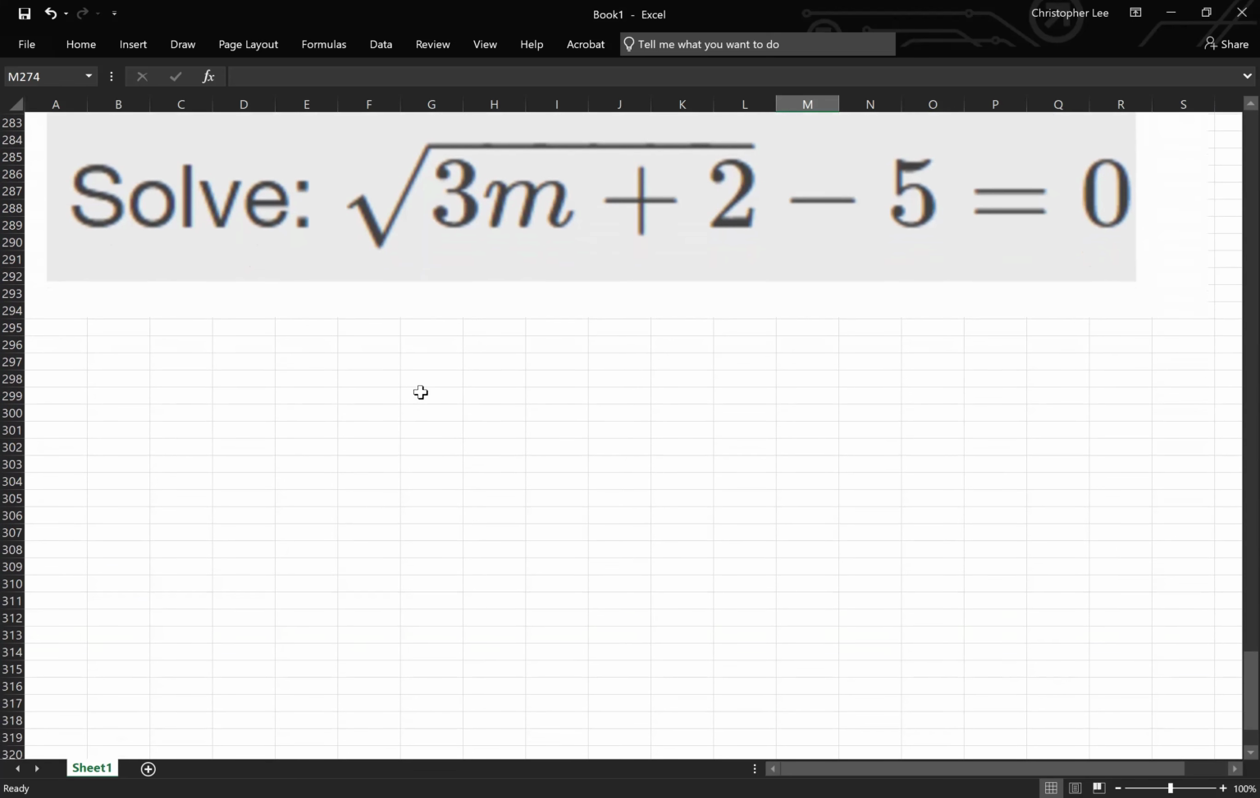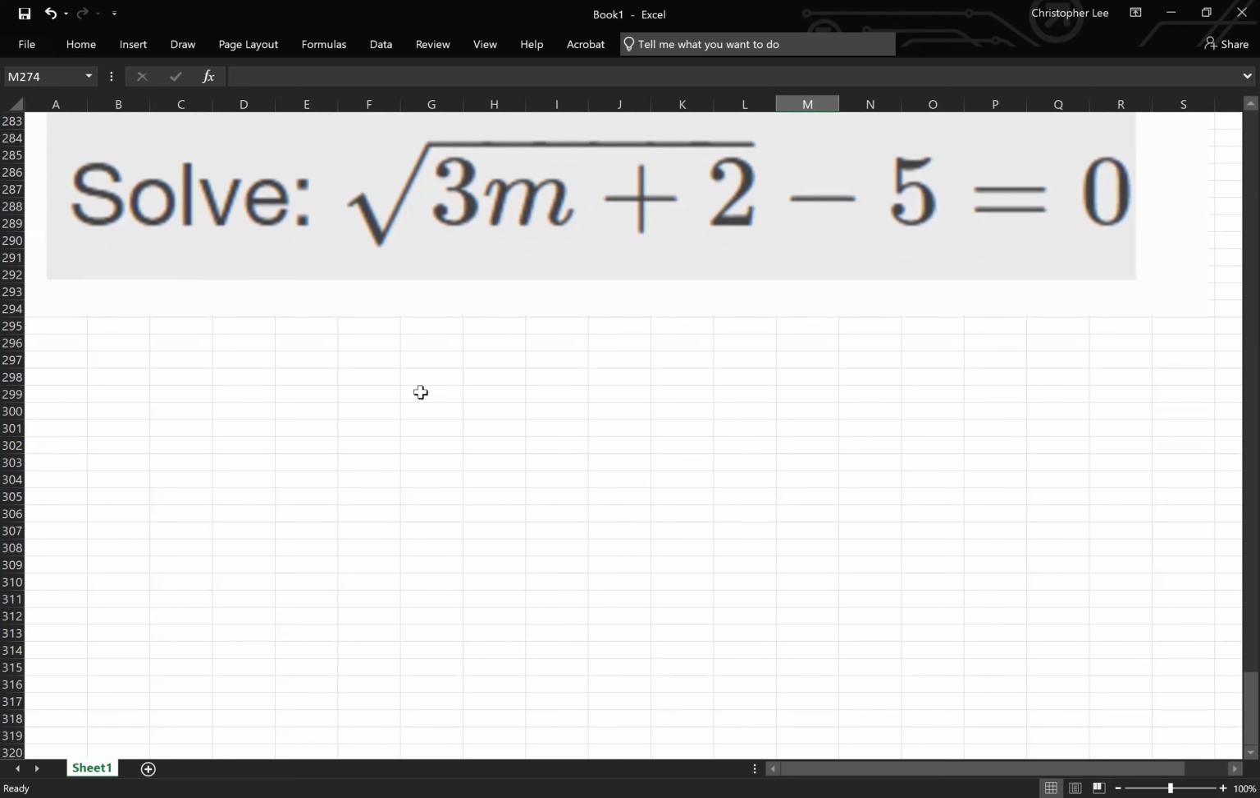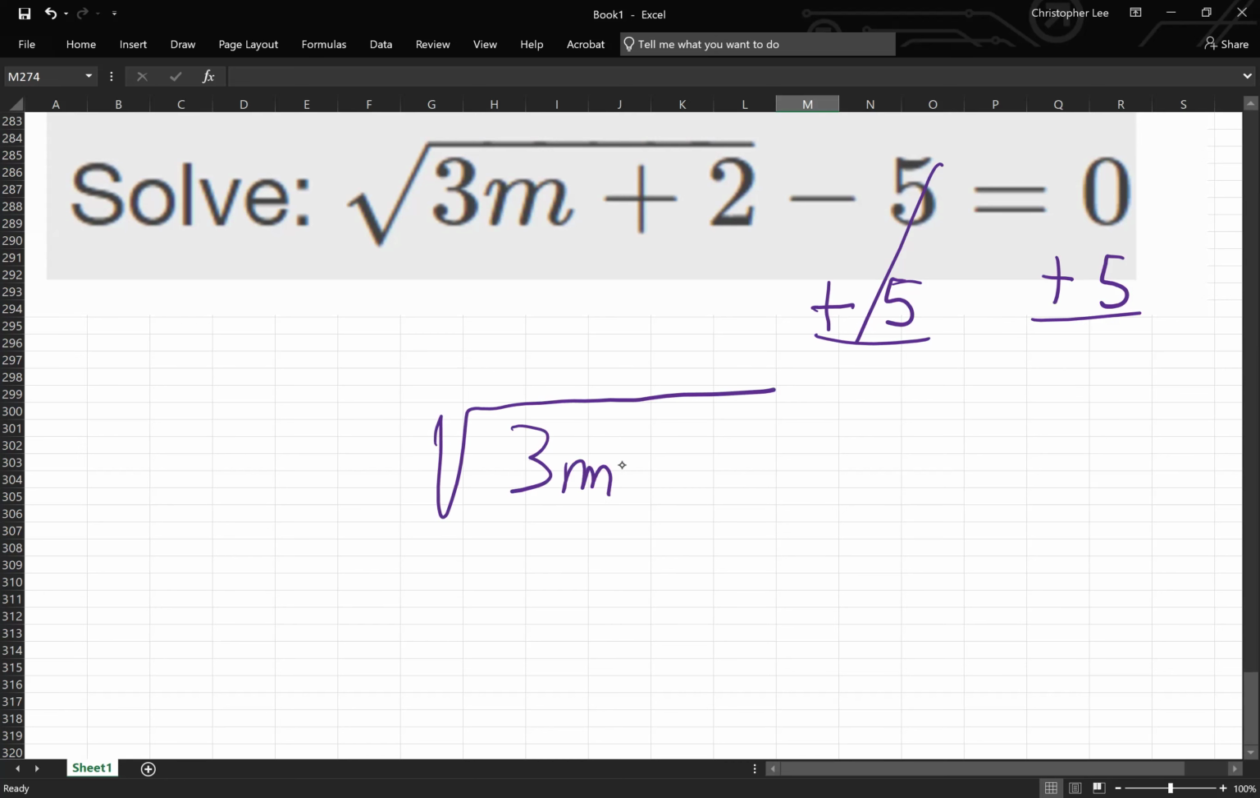Anyway, right? So I want to solve this equation. I have the square root of 3m plus 2 minus 5 is equal to 0, right? What should I do first? Good, right? So I'm going to add 5 to this negative 5 to get rid of it, right? But what I do to one side of the equation, I have to do to the other side of the equation, right? So now I have square root 3m plus 2 is equal to 5.